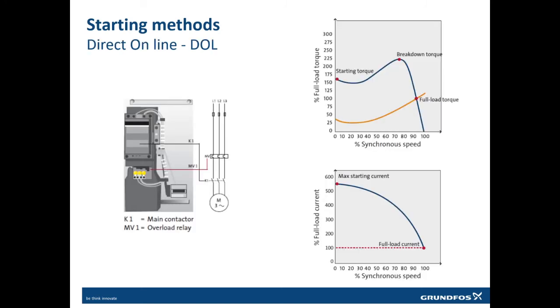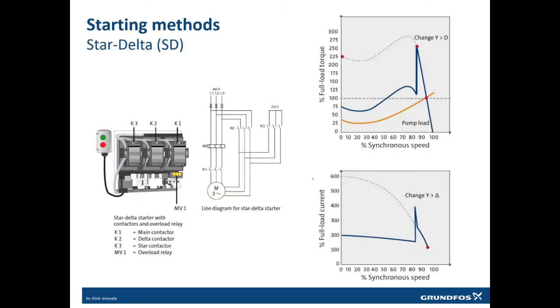The first one is direct online. This is not really a starting method. This is just you give all the voltage to the motor in one shot, and the starting current is between 500 and 600%. So this is the very basic starting method, DOL, in which you are just giving the motor the voltage without any reduction.